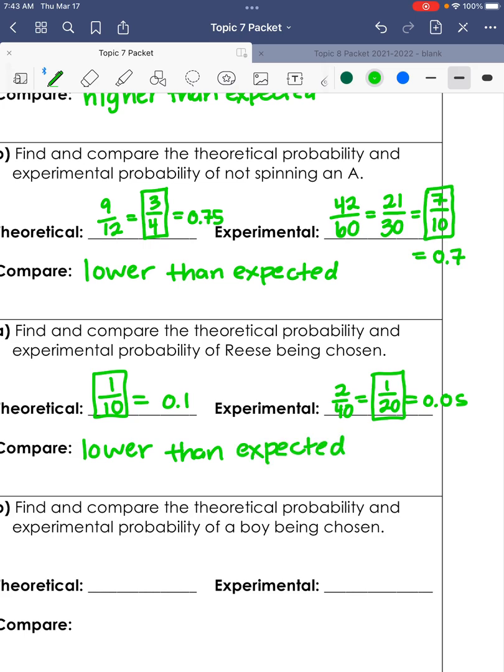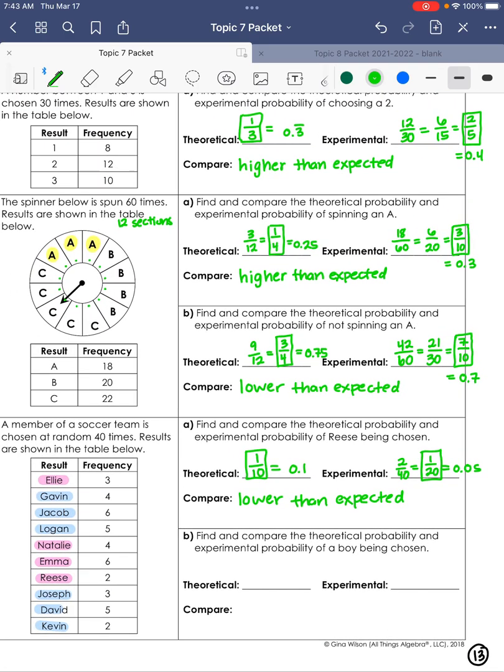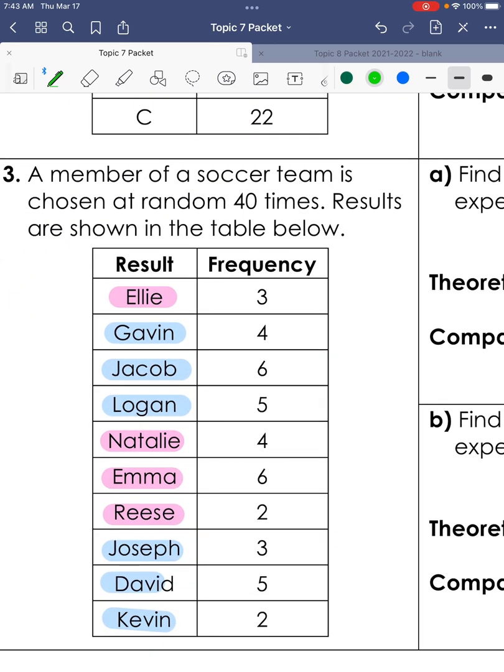That means we would have expected Reese's name to be chosen more than just 2 times. Okay, now let's look at B. Find and compare the theoretical probability and experimental probability of a boy being chosen. And just to make it easy, I highlighted the boy names and the girl names. So the boy names are in blue.